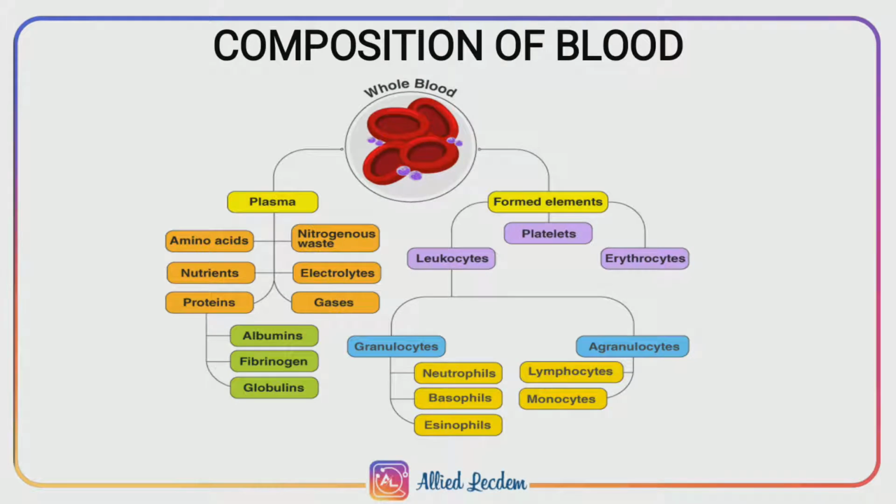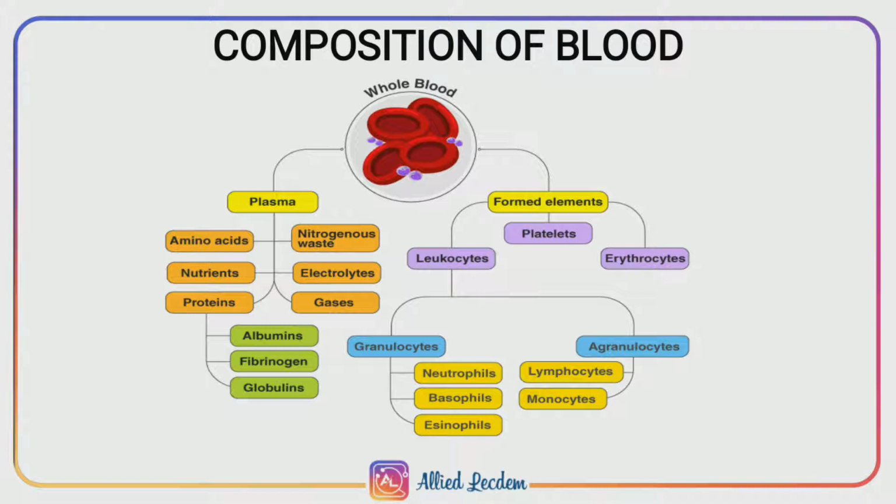Next is the composition of blood. To study the composition of blood, a small experiment is done. We collect some amount of blood from a person in a tube and allow it to stand still for a few hours. After a few hours, we can see that the cells are deposited at the bottom and the fluid at the top. The fluid at the top is yellowish white fluid and it is known as plasma.